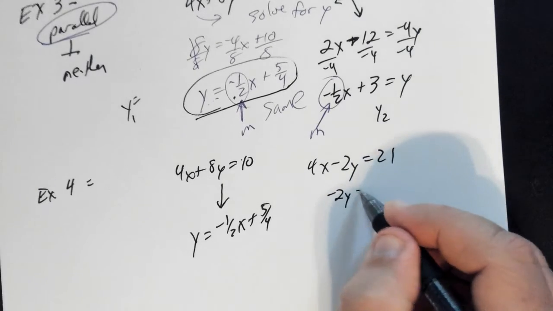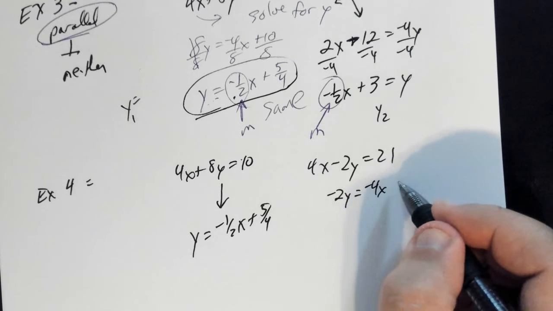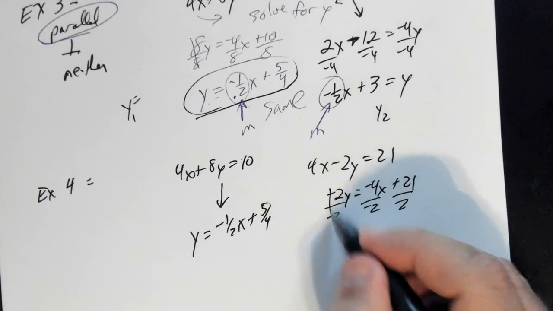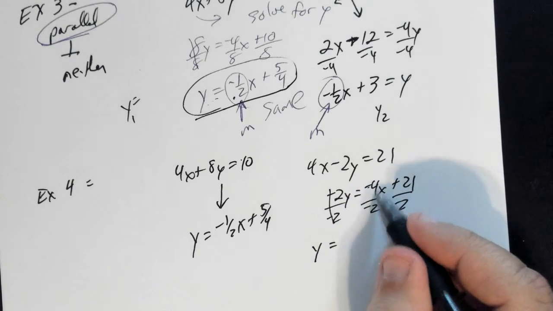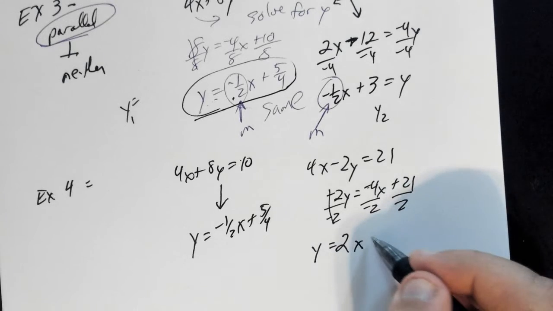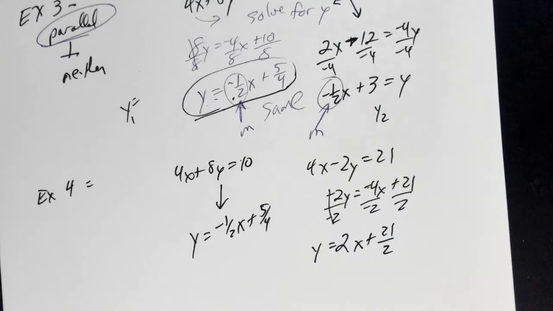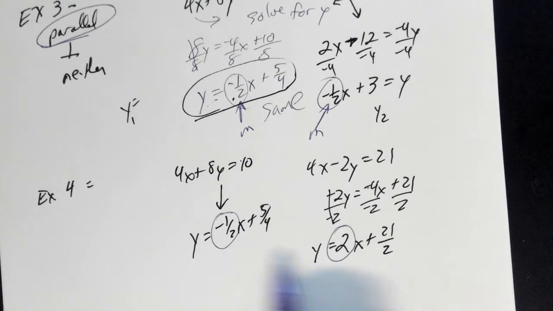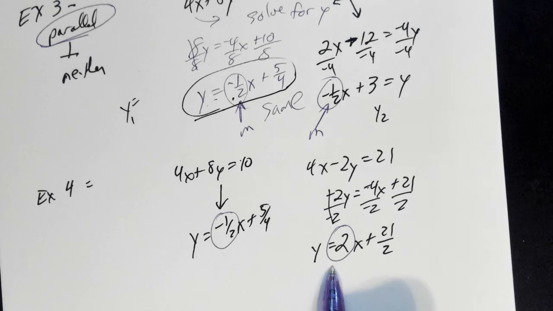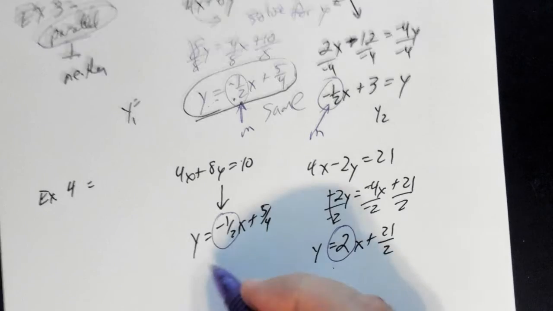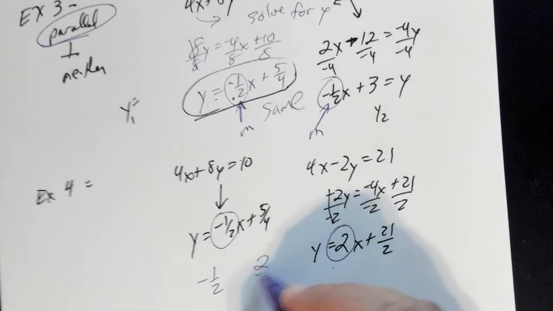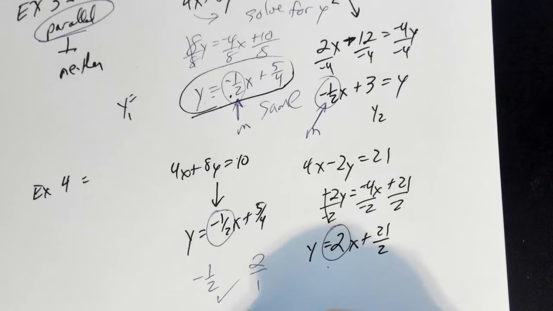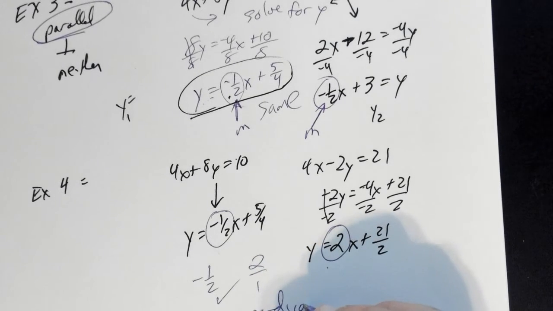So this would be negative 2y is equal to negative 4x plus 21. Divide everything by negative 2. We're going to get negative 4 over negative 2, which is 2x, plus 21 over 2. Now remember, the only thing we're looking for is that m. This value, that value. Are they the same? No. Are they opposite reciprocals? Negative 1 over 2, 2 over 1. Do I flip them? Yes. Are they opposite signs? Yes. So these two are perpendicular.